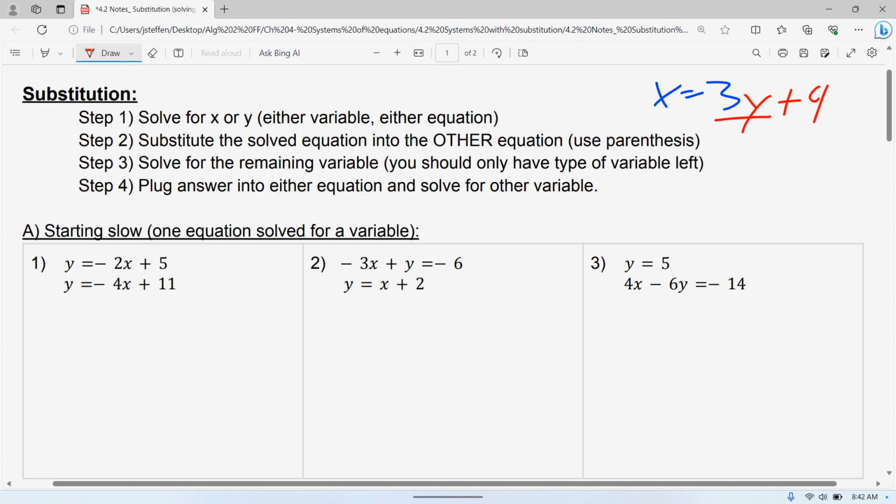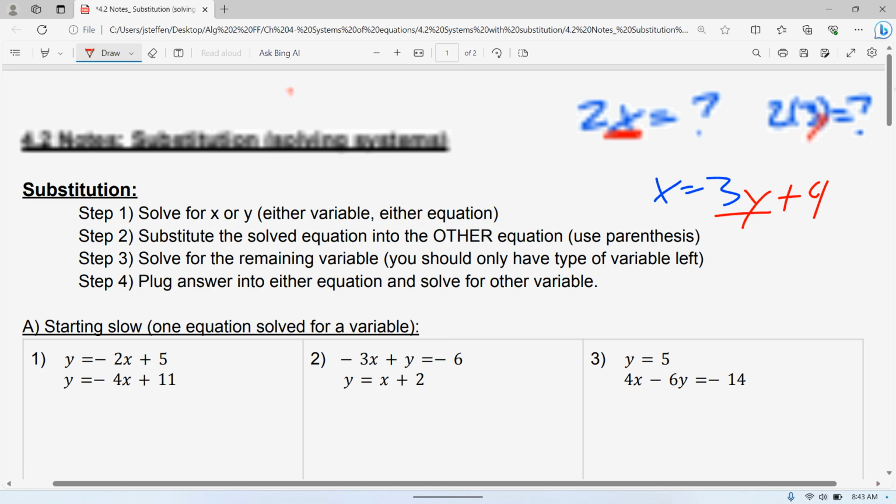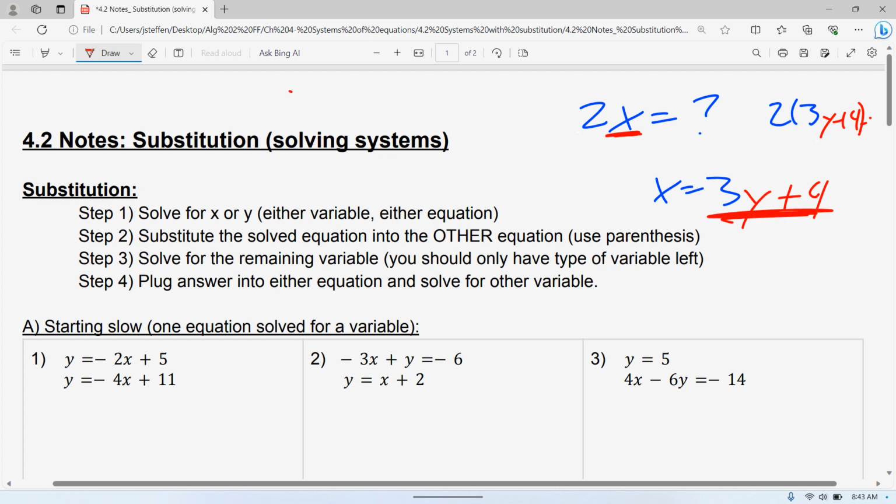It doesn't matter which variable, and it doesn't matter which equation. You do not need to solve both equations. I would tend to try to do it as much as I could where you do not have fractions. Now, I will say, obviously, sometimes step 1 is done for you. These first several that we do, step 1 is going to be done for us. Step 2, then you're going to substitute that solved equation into the other equation. Make sure you're using parentheses, and that's what we did in my example, where we took this equation and we plug it into the other equation.